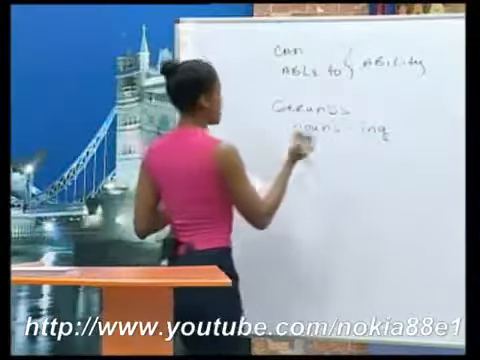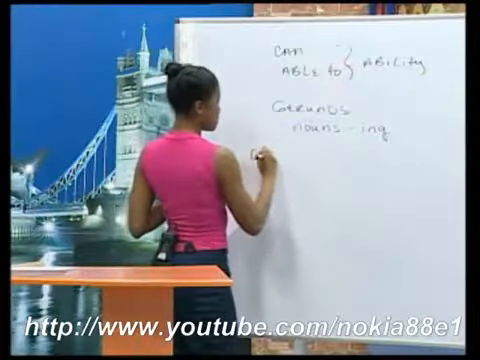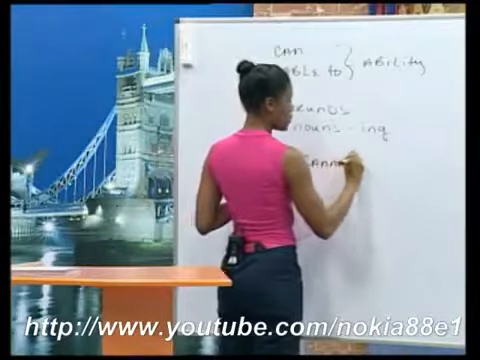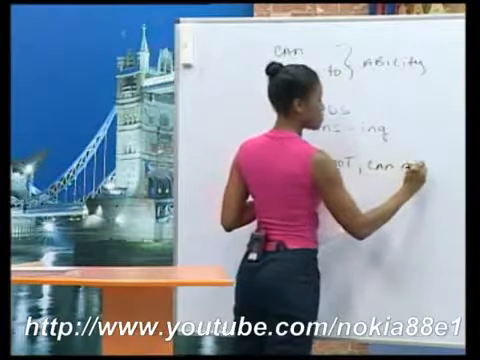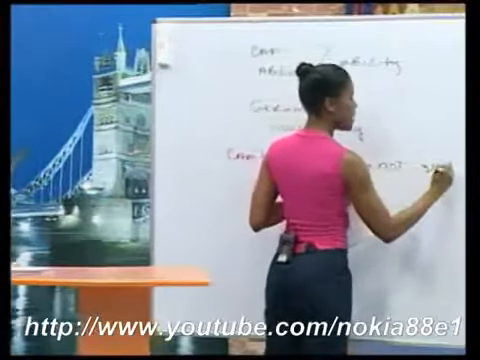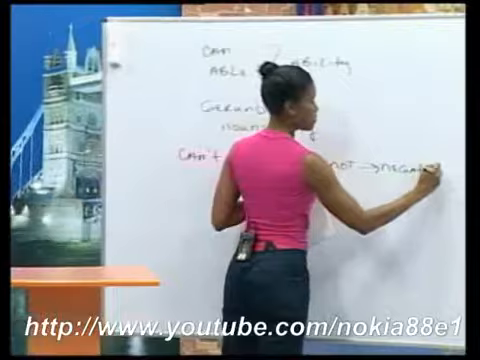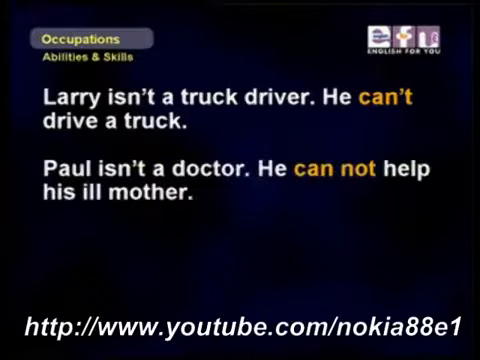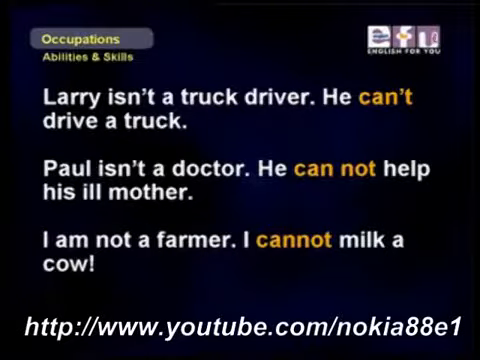The negative of can is can't, cannot, or can not. These are all negative expressions of can. Okay, let's look at some more examples. Larry isn't a truck driver. He can't drive a truck. Paul isn't a doctor. He cannot help his ill mother. I am not a farmer. I cannot milk a cow.